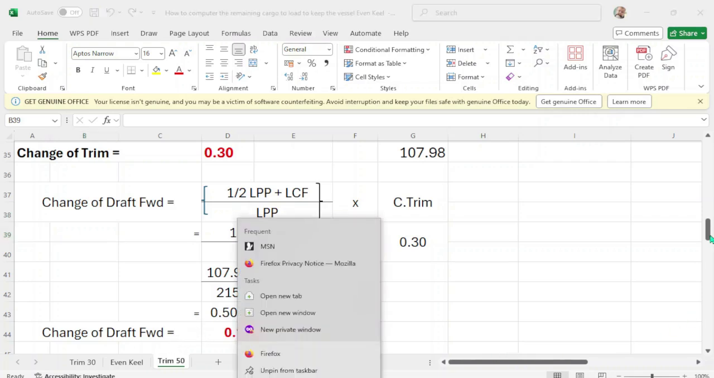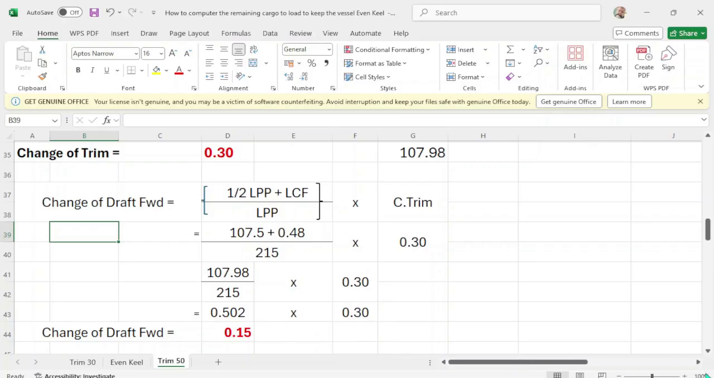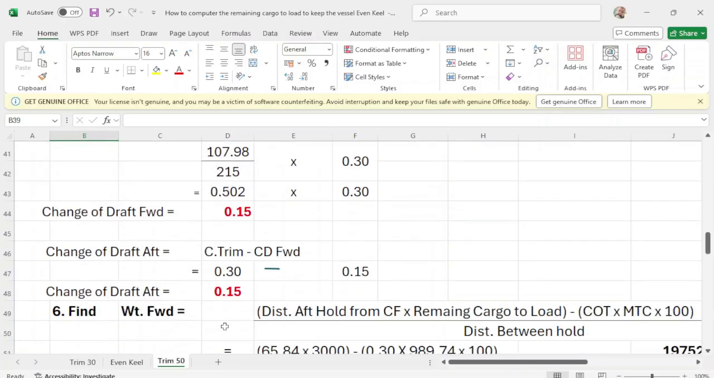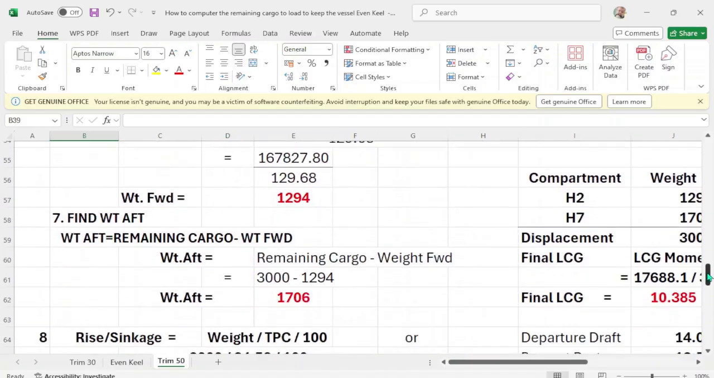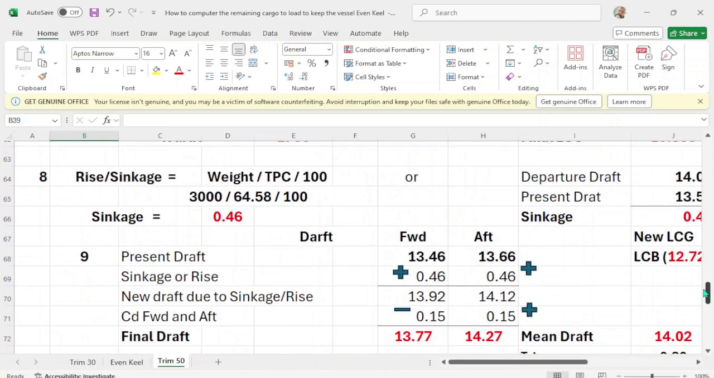Okay, 0.15, then change of drop up, formula is change of trim minus your change of drop forward. Your change of trim is 0.030 minus your change of drop forward 15, so your change of drop up will be 0.15. So your change of drop forward is 0.15 and 0.15 up.